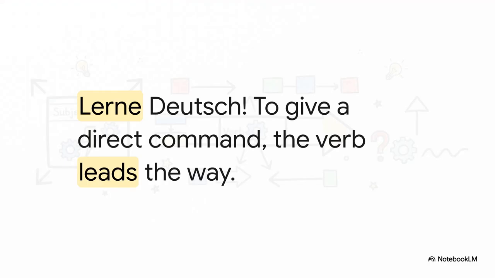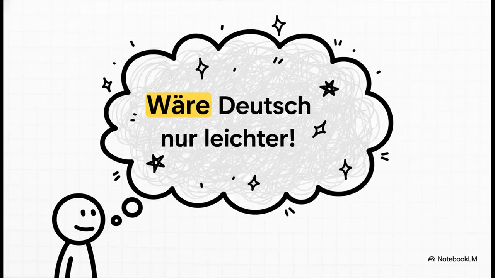Second, when you're giving a command, telling someone to do something, you put that verb right at the front. Lerne Deutsch. It's clear, it's direct, and it leaves absolutely no room for doubt. And finally, for wishes or those what-if statements, the verb also comes first. This is for situations that aren't real, like saying, if only German were easier. That verb wäre at the start signals that this is a wish, not a statement of fact.